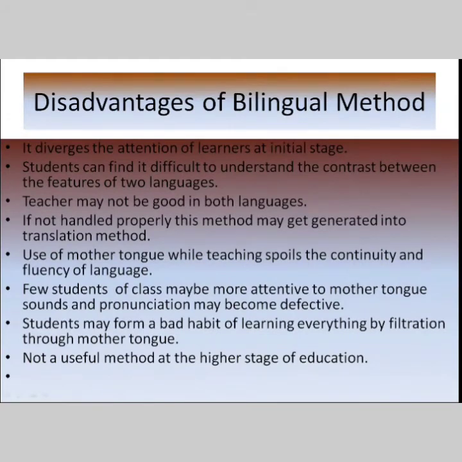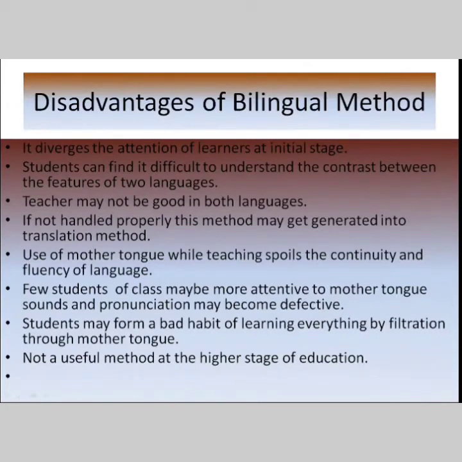And number 2, students can find it difficult to understand the contrast between the features of two languages. Students may get confused when the two languages are being contrasted. They may not be able to understand the contrast between the features of English and of the mother tongue, especially at the initial stage.